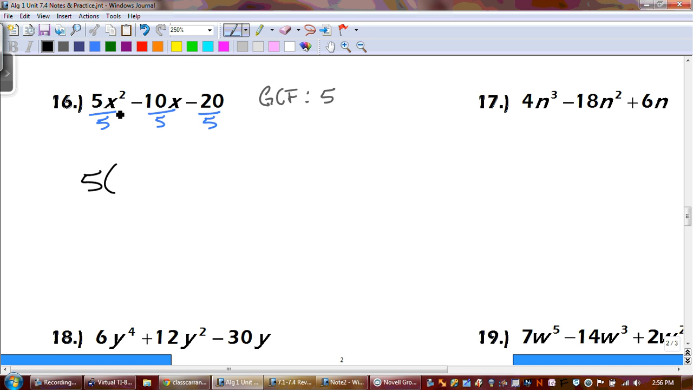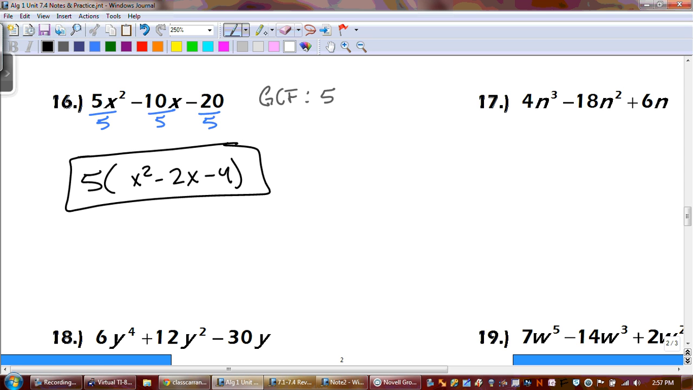And now let's divide. 5 divided by 5 is 1, so we have 1x squared, or just x squared. Negative 10 divided by 5 is negative 2. Don't forget about that x. And then negative 20 divided by 5 is negative 4. And that's all we can do with that problem for now. Okay?